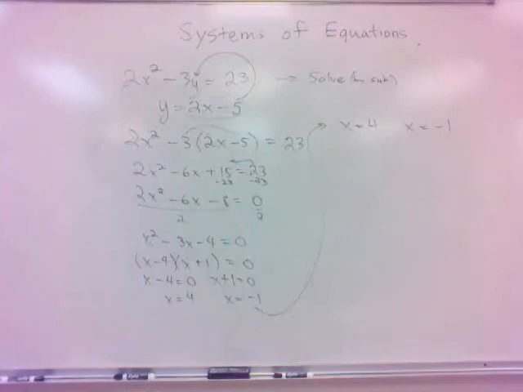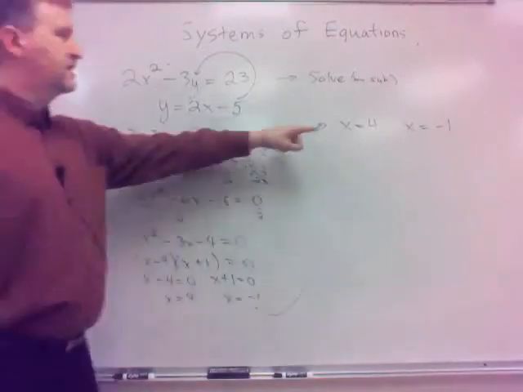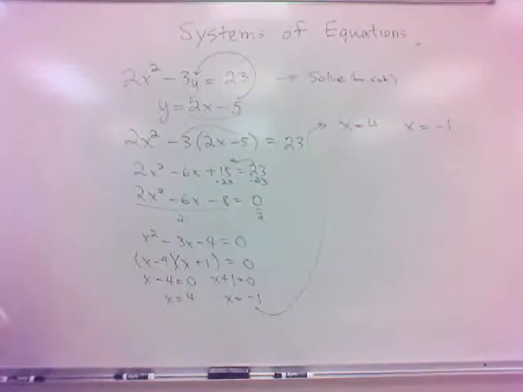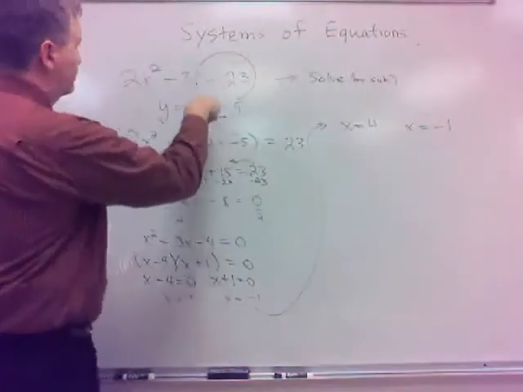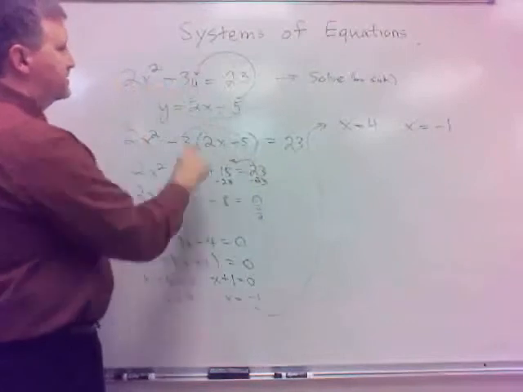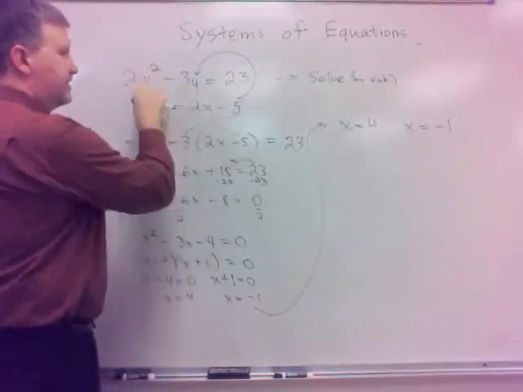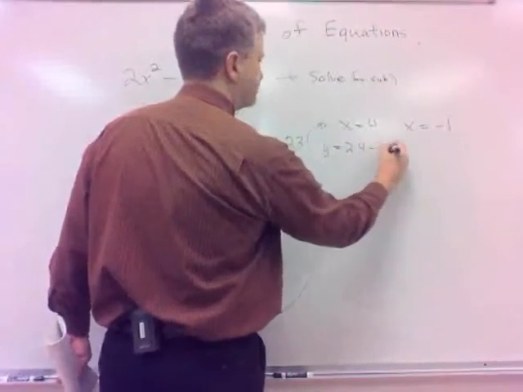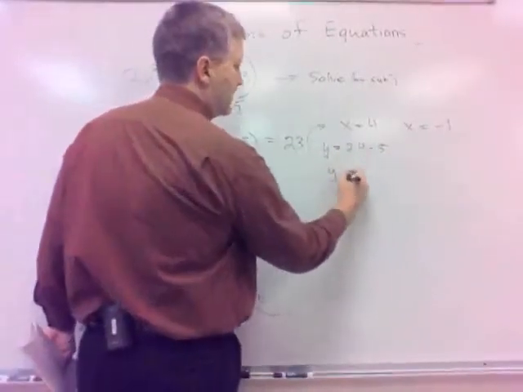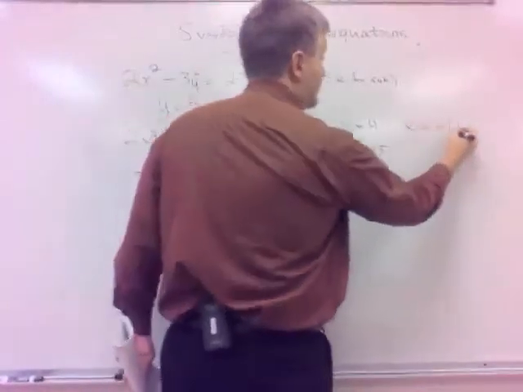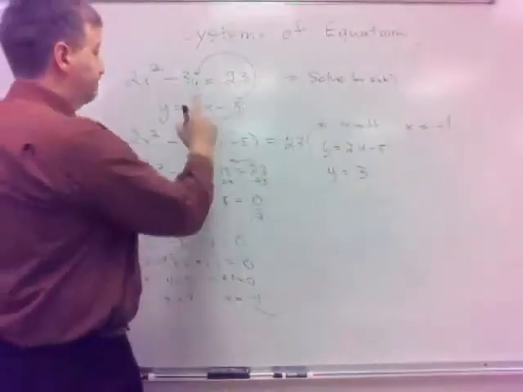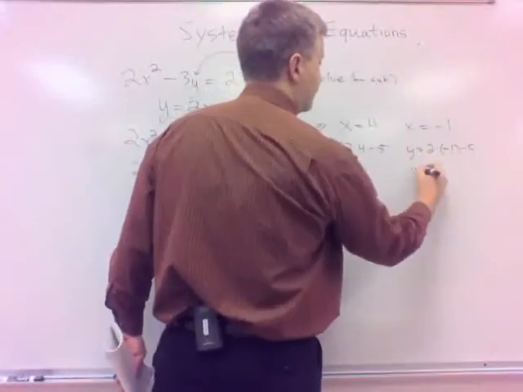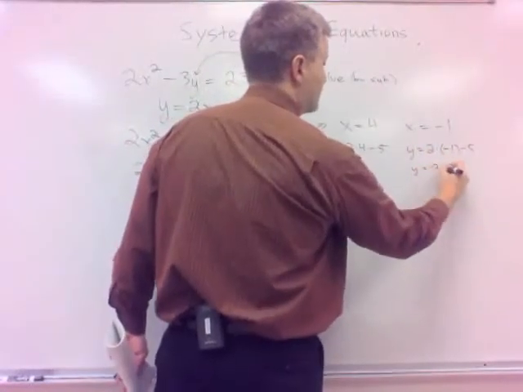However, I'm not done because we're solving a system, and in systems I need an x and a y. So in this case, I've got 2 x's, so I need a y for each one of those, don't I? Okay, well, if I go back and look at the equations here, it looks like it's a whole lot easier to plug in x here than it would be here, so I'm going to plug in x to be 4. And so that's 8 minus 5, that's 3. Then do the same thing for x is negative 1, right? 2 times negative 1 minus 5, that's negative 2 minus 5, that's negative 7.